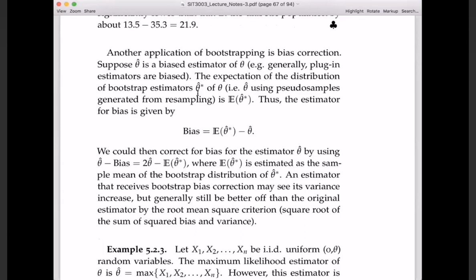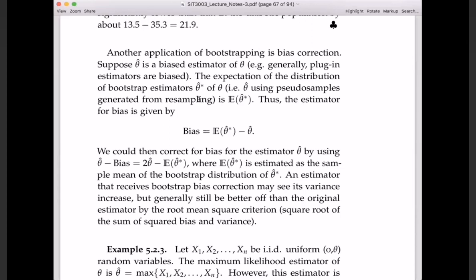Okay, so you notice that in mathematical statistics, you have all these problems about trying to ensure that your estimator is unbiased, because bias is undesirable. But sometimes biased estimators could be better than an unbiased estimator, especially if the unbiased estimator has a large variance. So anyway, let's first focus on how to use bootstrapping to correct for bias.